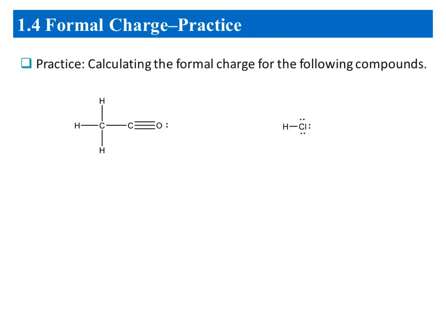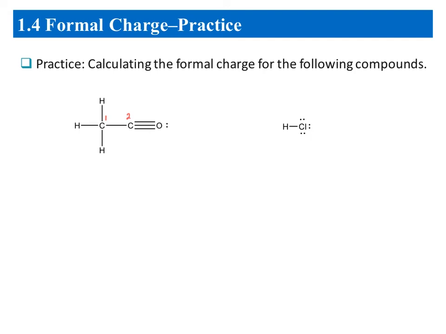We have a few practice problems here. Let's calculate the formal charge for the following compound. For the first one, I number the carbons. This is carbon number 1 and 2, and we know the oxygen. We usually don't calculate the formal charge for hydrogens. We know that hydrogens don't get any formal charge.